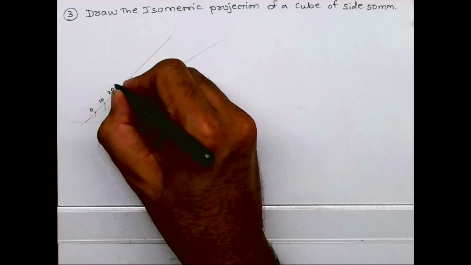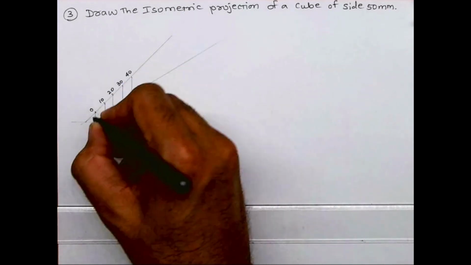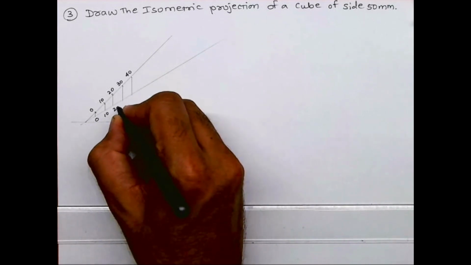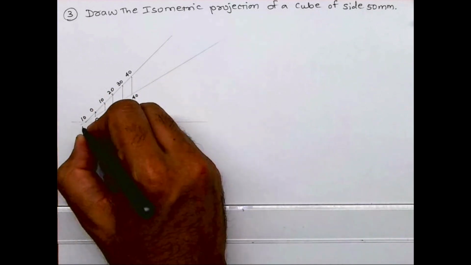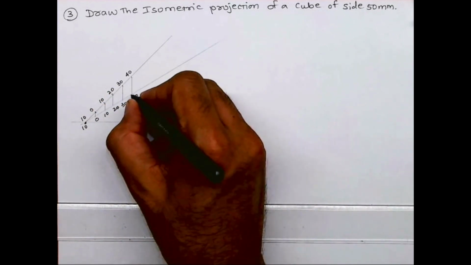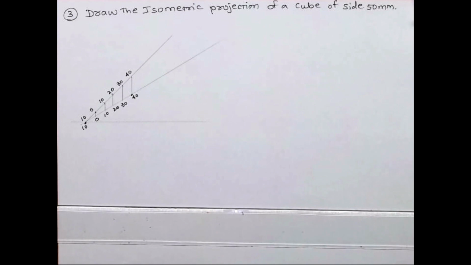Now I'm writing 0, 10, 20, 30, 40 and 10. The lower one is the isometric scale, the upper one is the normal scale. So we will be using the lower one, the one which is there on the 30 degree line. See this distance.